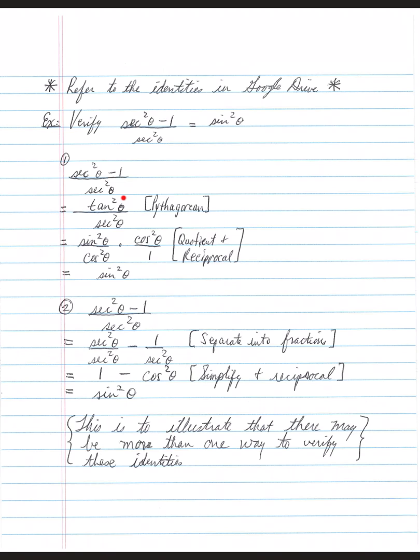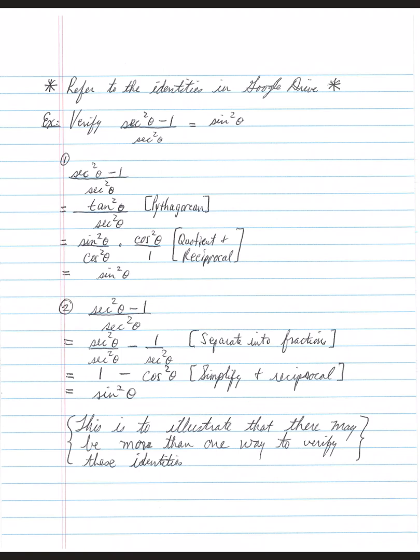Tangent squared, using quotient identities, is sine squared theta over cosine squared theta times 1 over secant squared theta, which is the reciprocal of cosine squared theta. Tan squared theta you can write using this ratio or fraction times 1 over secant squared theta. Its reciprocal is cosine squared theta. You get a nice cancellation of your cosine squared thetas, and that leaves sine squared theta, which was the other side of the equation.